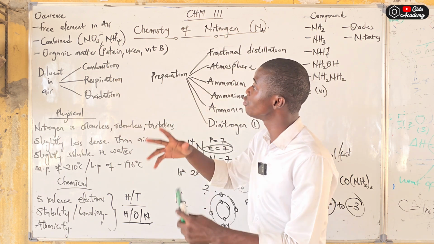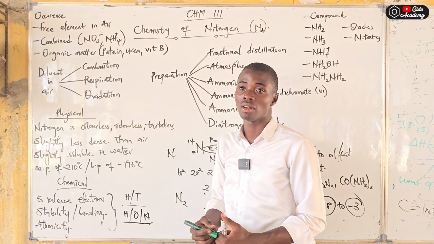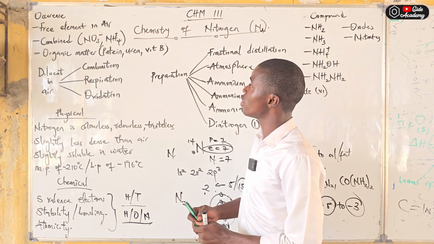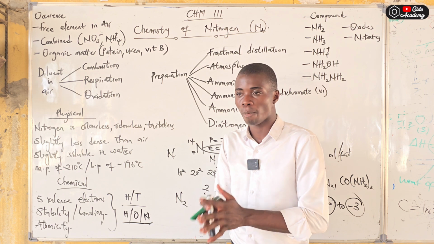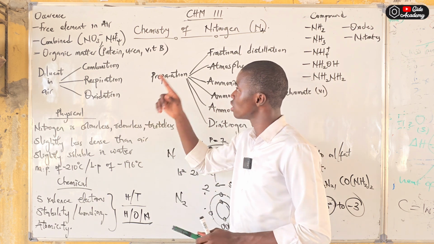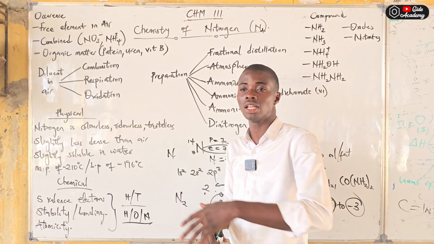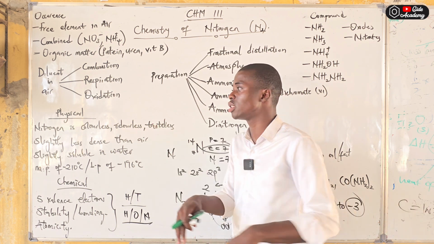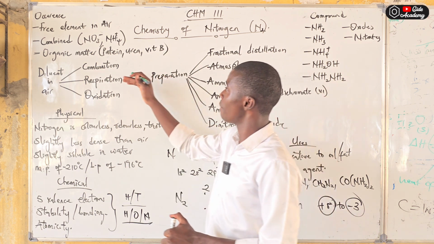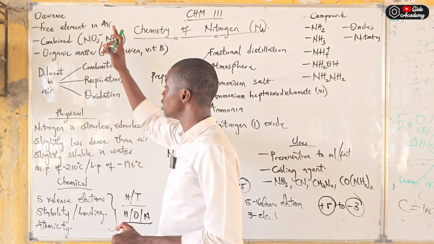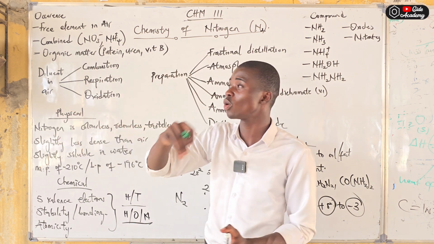Let's quickly talk about the occurrence of nitrogen. Nitrogen occurs in the free state, in the combined state, and as organic matter. The free occurrence of nitrogen is in air. Nitrogen is one of the constituents of air. Air is a mixture of gases made up of carbon dioxide, nitrogen, impurities, water vapor, and oxygen. Those are part of the air we breathe. But nitrogen is a major constituent of the air.